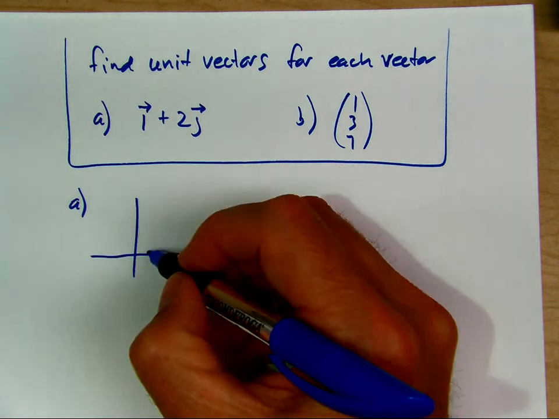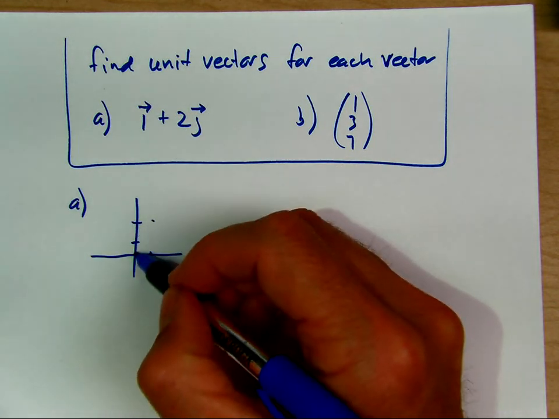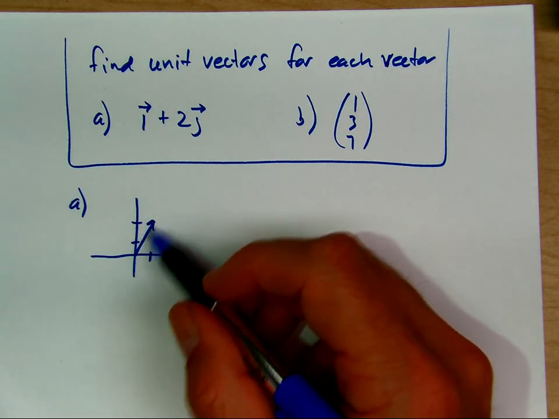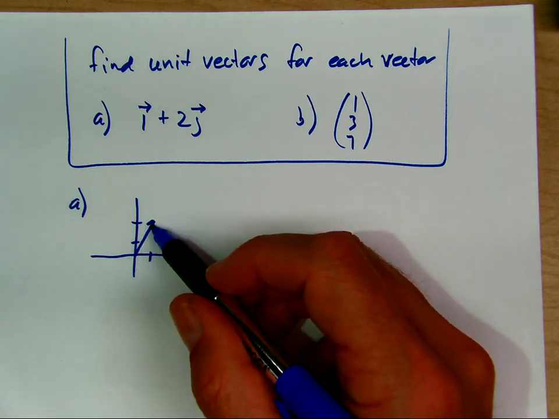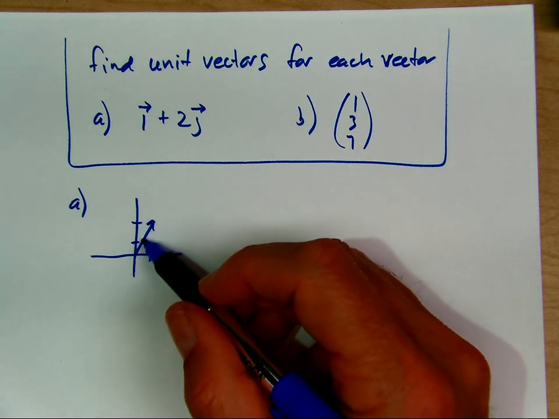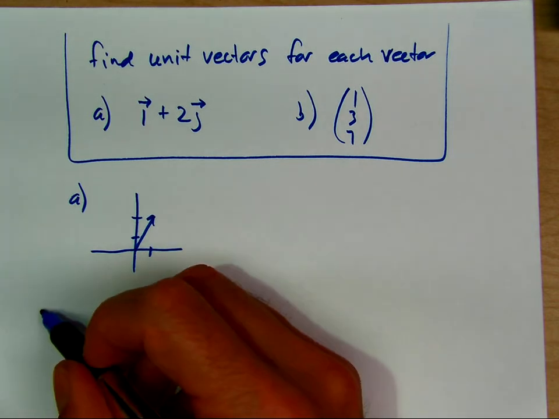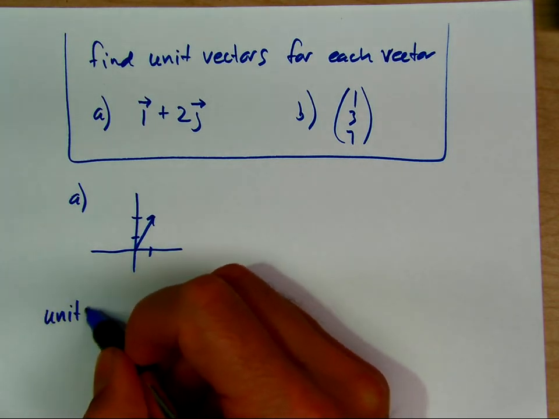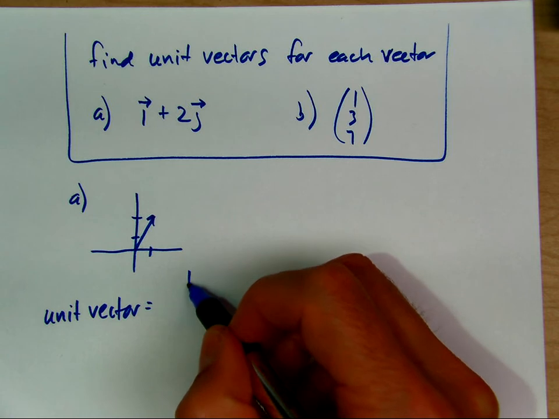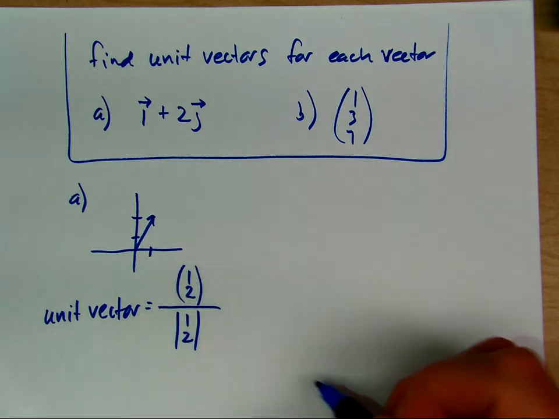We have over 1, up 2, and that vector has a magnitude greater than 1. Well, we want to shorten it down to having a magnitude of 1, so we'll just divide it by its own magnitude. So the unit vector is going to be the vector divided by its magnitude.